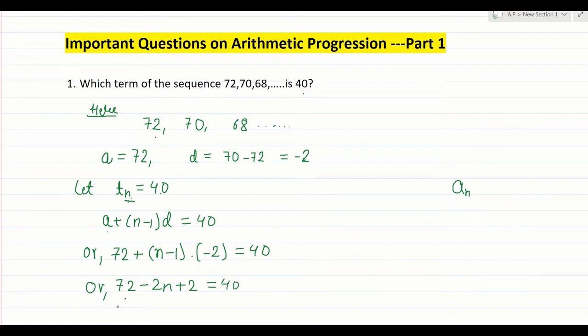Now you please solve it to find the value of n, which will ultimately come as 17. It means the position of 40 is the 17th term, meaning T17 is 40. So 40 comes in the 17th place. Is this clear? Okay, now let's go to the next question.